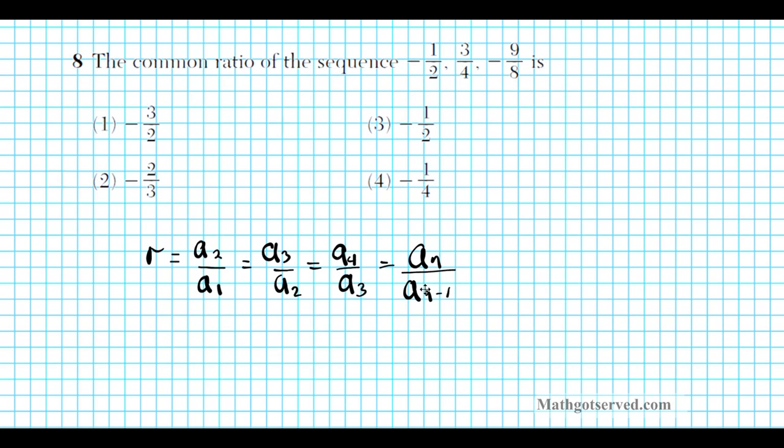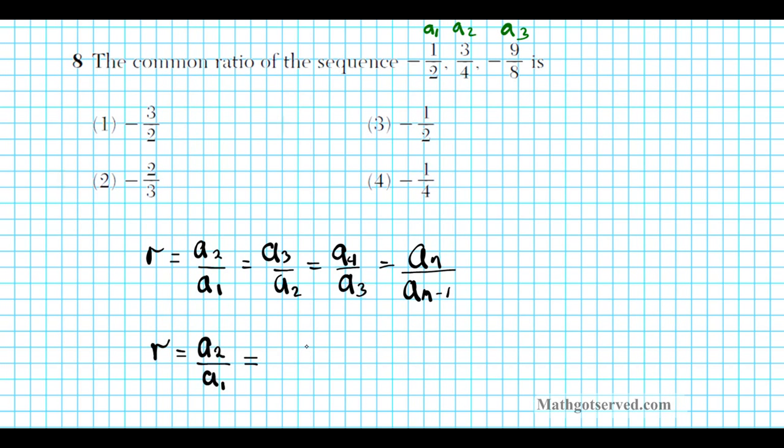What does this mean? It means that if you divide a term by the term before it, you generate the common ratio. So in this case, the first term is a1, this is a2, this is a3. We can divide a2 by a1 or a3 by a2 to generate the common ratio. It doesn't matter which one we pick. Just make sure that they're consecutive terms. So I'm going to use the formula a2 over a1. You can use a3 over a2, you get the same answer.